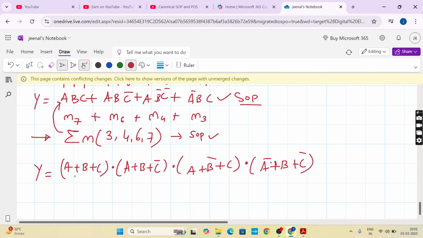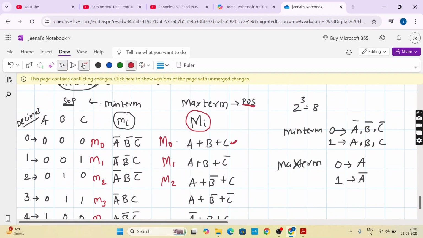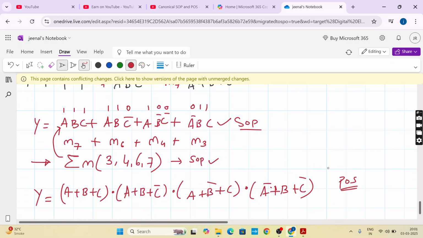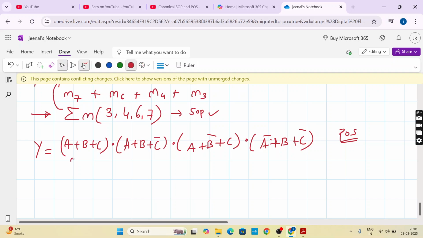Now we first have to identify what is present here. Since this is a POS form of an equation, for max terms, if a variable is normal, then it is 0, and if it is bar, it is 1. So this is 0, 0, 0, then 0, 0, 1, then 0, 1, 0, and this is 1, 0, 1. Which means I have max term 0 present here, max term 1, max term 2 and max term 5.